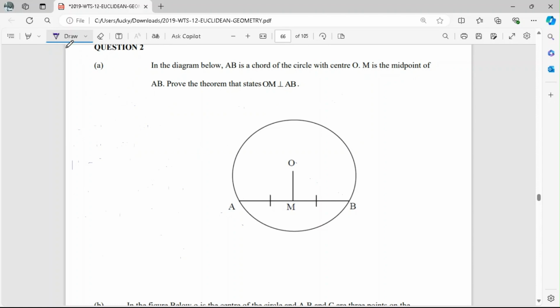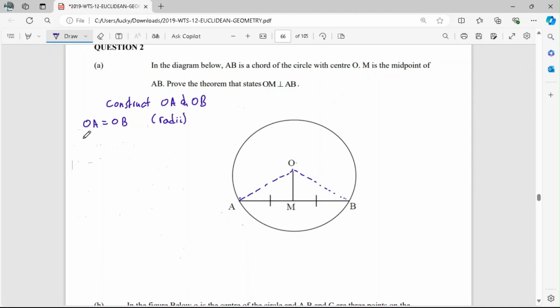So, for me to start with this proof, I'll start with a construction. I'll say construct OA and OB because I want to have triangles that I will later prove to be congruent. And this is very imperative for this particular proof. In this case, then one can say OA is OB. And the reason for that is they are radii. That's because OA is a radius and OB is a radius as well.